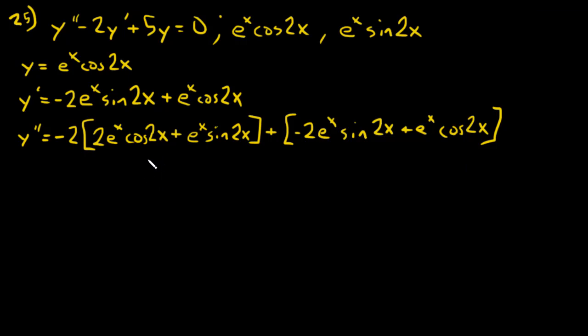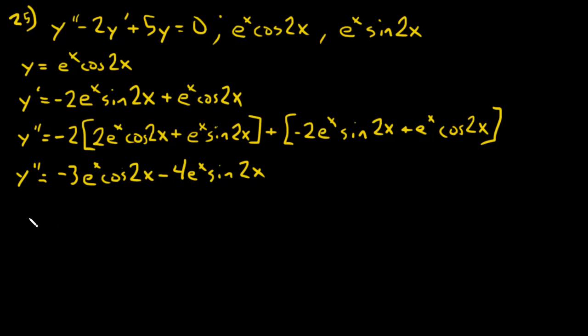So first thing, let's combine all the e to the x cosine 2x's. I'm going to have negative 2 times 2, which is a negative 4, and then I'm going to have just a 1 right here. So positive 1, so y double prime is going to wind up equal to negative 3 e to the x cosine 2x. And then for the e to the x sine 2x, I've got negative 2 here and negative 2 here, so minus 4 e to the x sine 2x. Alrighty, so I finally have my y double prime, and now I can build this differential equation.